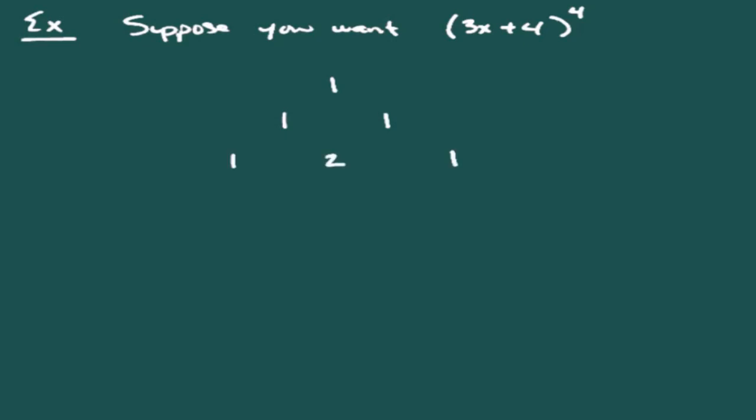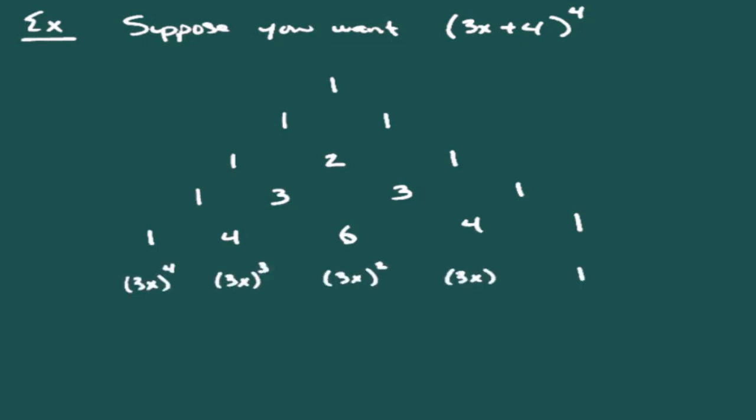Then below that we'll have the first term in our parentheses, and we want to write those things with decreasing powers as we move from left to right. So we've got our 3x, both of those to the 4th power, 3x to the 3rd power, 3x raised to the 2nd power, 3x raised to the 1st power, and then just 1. Then we do the same thing for the 4s.